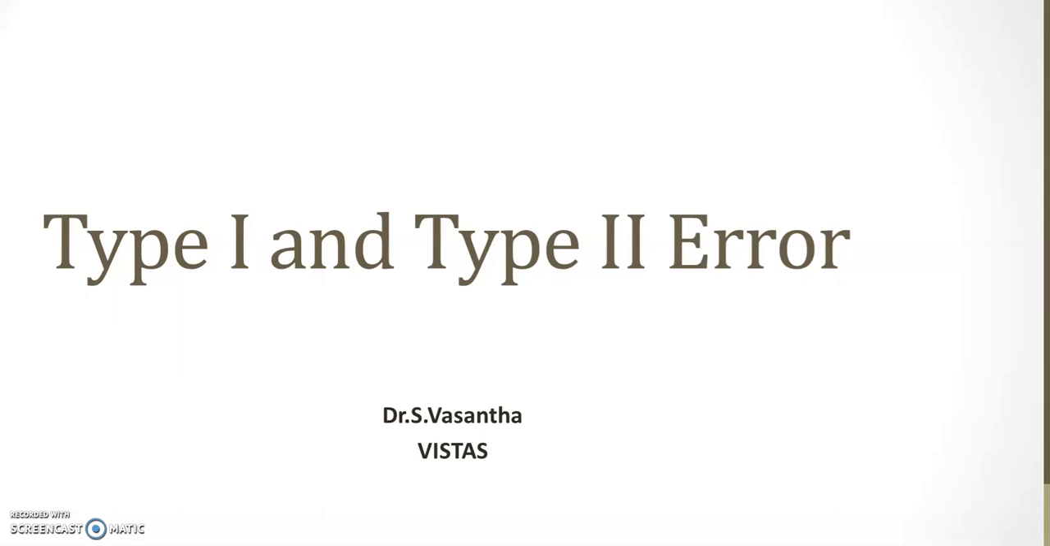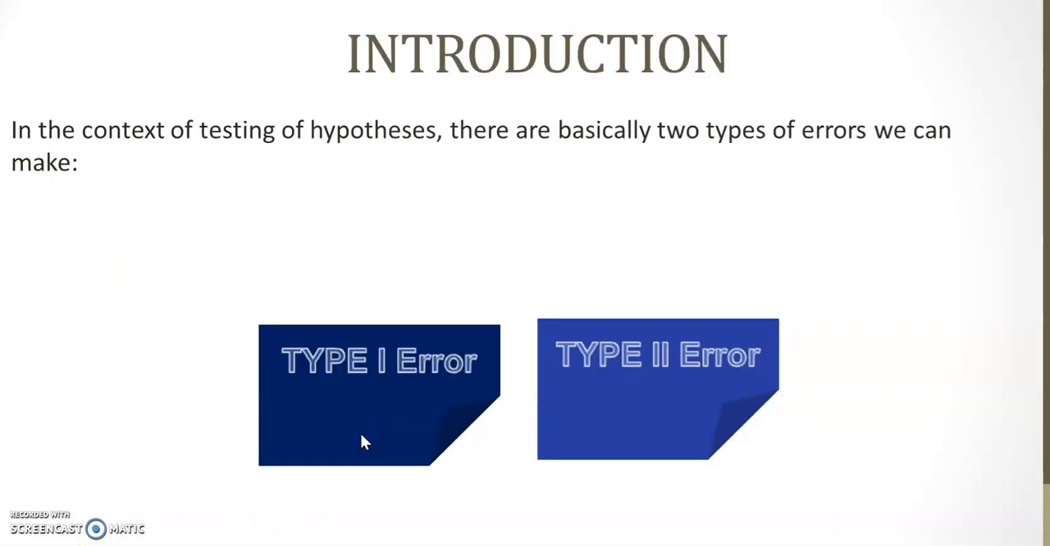Hello students, today we are going to discuss type 1 error and type 2 error. When we are testing our hypothesis, we may come across two types of error, that is type 1 error and type 2 error. Before I explain type 1 error and type 2 error, I want to give a small introduction about hypothesis.